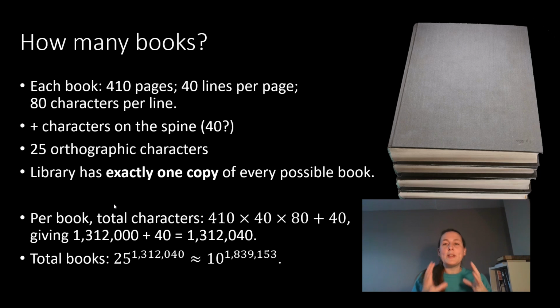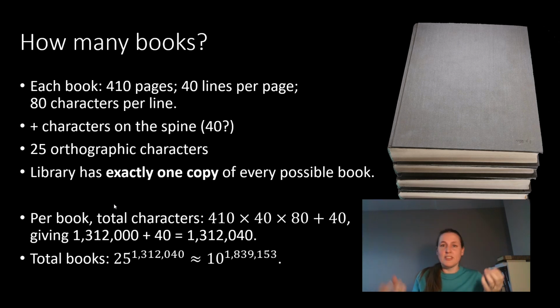And we are told that there are 25 possible characters. So 22 letters and then space, comma, and full stop. And that's it. So every one of these characters, there are 25 choices for. And we are then crucially told the library has exactly one copy of every possible book. Okay, so that enables us then to count how many books there are in this library that is of indefinite size and possibly infinite.